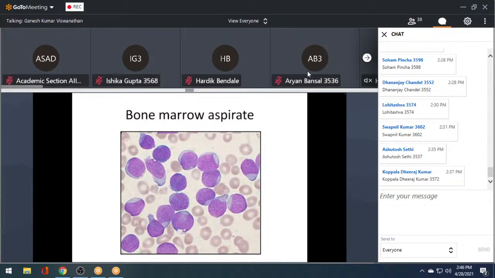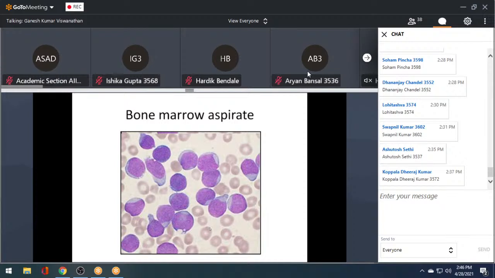High NC ratio or low NC ratio? High NC ratio. Right. So high NC ratio means the cytoplasm is less in amount, isn't it? Not differentiated. There's no differentiation. So what about the cytoplasm?